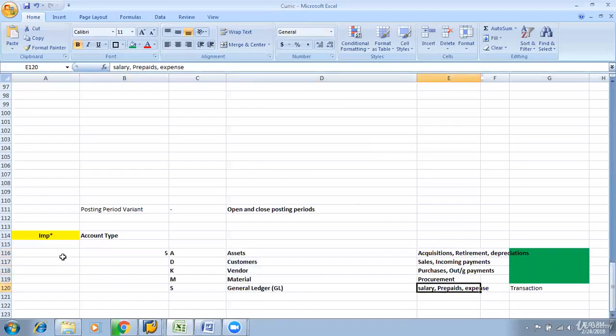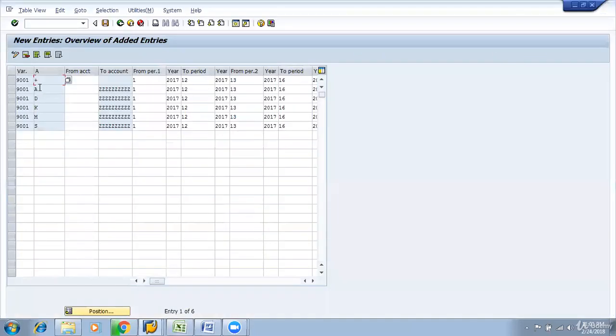This is a very important question. The interviewer may ask you, what are the account types in SAP? Then your answer should be that there are majorly five account types: assets, customers, vendors, material, and general ledger. That's it. So come back to SAP. Understood ADKMS by now? Good.